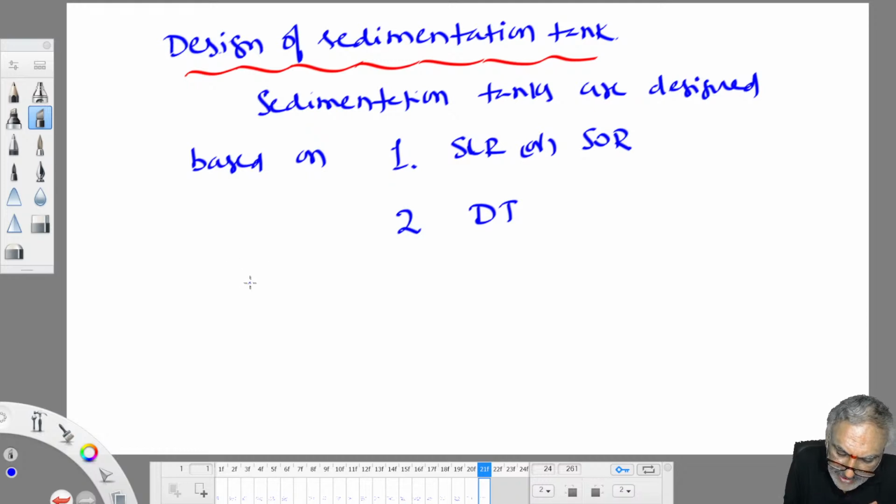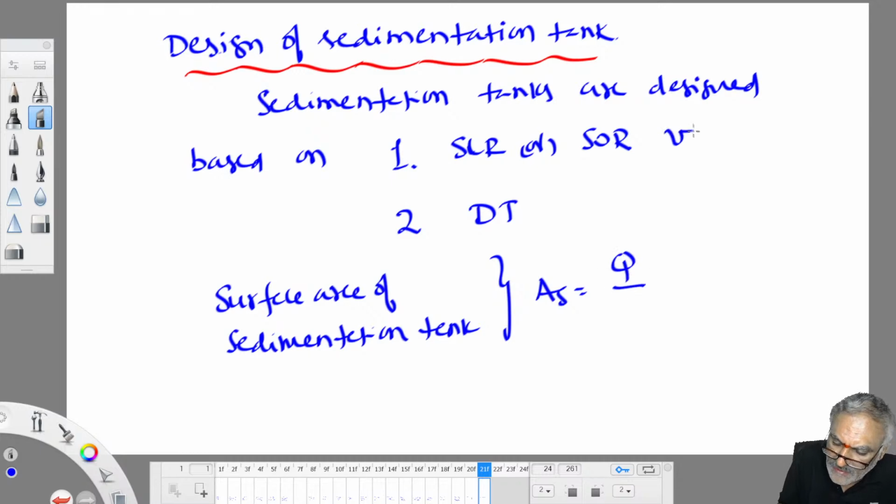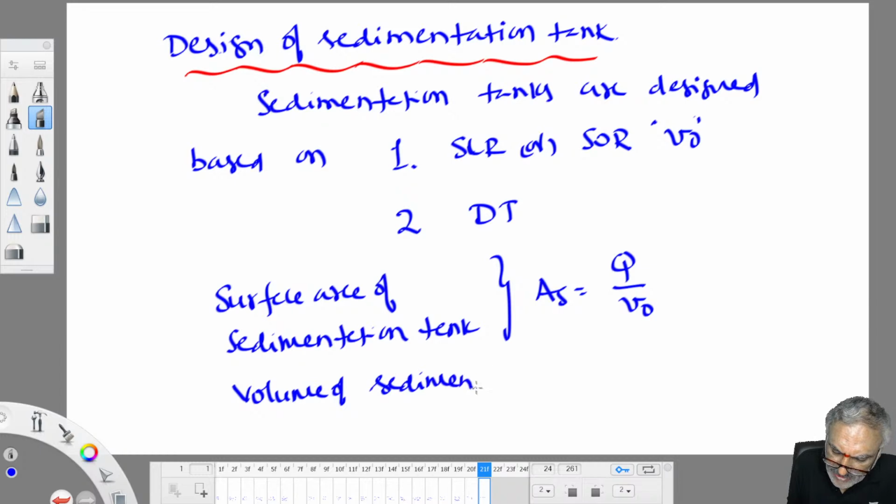So using surface loading rate, what you can find out? Surface area of sedimentation tank. But they will give you those values, need not worry. This is Q by V naught. So using detention time, what you can find out? Volume of sedimentation tank. So if volume is known, surface area is known, can't you work out remaining dimensions? Comfortably you can work out.